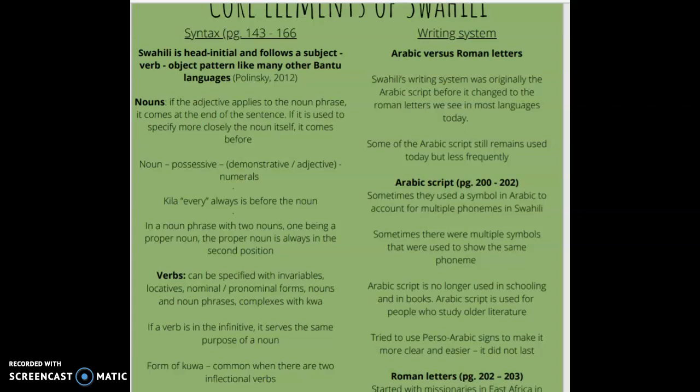Arabic script is no longer used in schooling except for one book, which is 1 to 2 pages, and it is written nowadays specifically for the older generation in Zanzibar, which is part of Tanzania, because this older generation still hasn't learned the Romanized letters. And the Arabic script is also used by people who study older literature, and before today, some people tried to modify the Arabic script to use Perso-Arabic signs to make it more clear and easier.